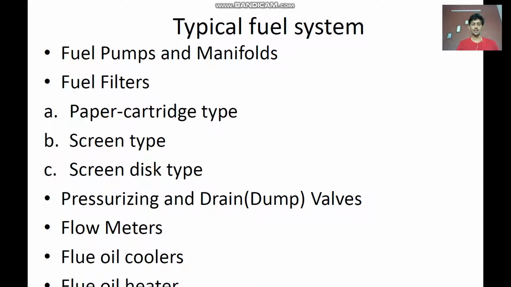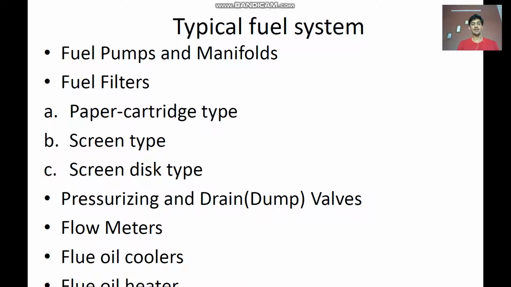So fuel system is nothing but a system which is used to supply a controlled amount of fuel to the engine based on the requirement of thrust. So basically it has different subcomponents. To start with, the first one is the fuel pump and manifolds in a fuel system, then fuel filters, which are again categorized into three different types: paper cartridge type, screen type, and screen disc type.